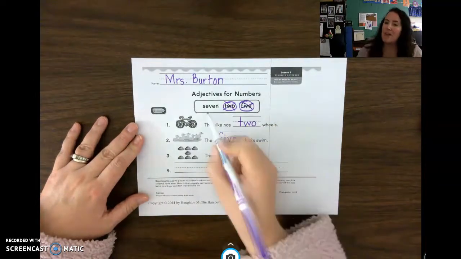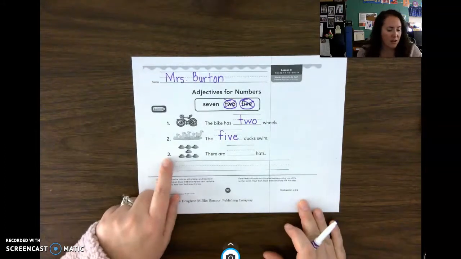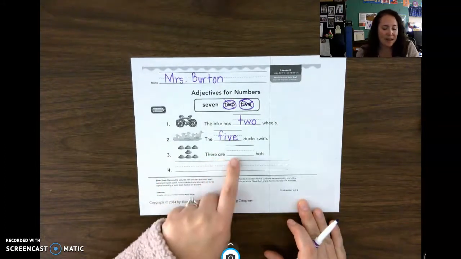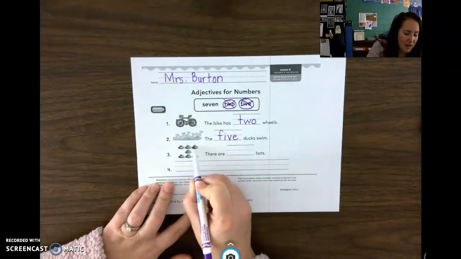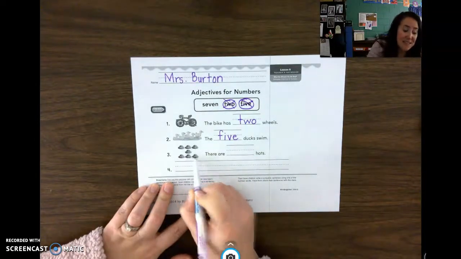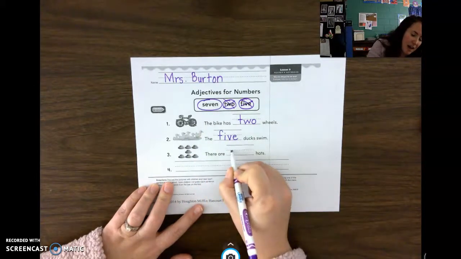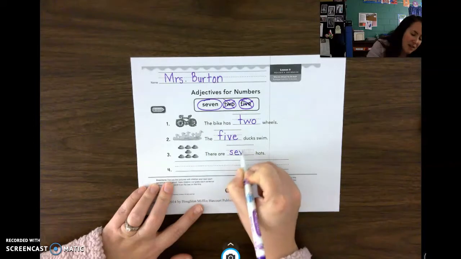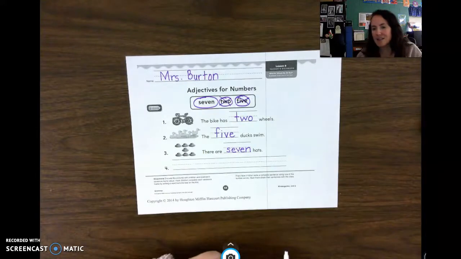We've used it. The only one we have left is seven, so we're going to make sure it matches this last picture. Number 3 says there are blank hats. Let's count these hats. 1, 2, 3, 4, 5, 6, 7. It does match. So we're going to copy that last number word. S-E-V-E-N. There are seven hats.